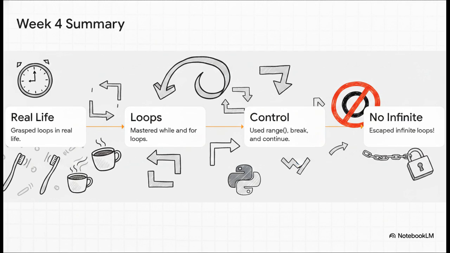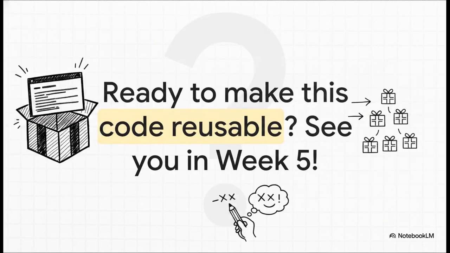You are now officially automating repetition in code, and that's huge. So you now have the power to make your code incredibly efficient and save yourself literally hours of typing. But right now, all your brilliant loops just live in one big script. What if you wanted to take that awesome loop you just wrote, wrap it up in a neat little package, give it a name, and reuse it anywhere you want without ever having to write it again?